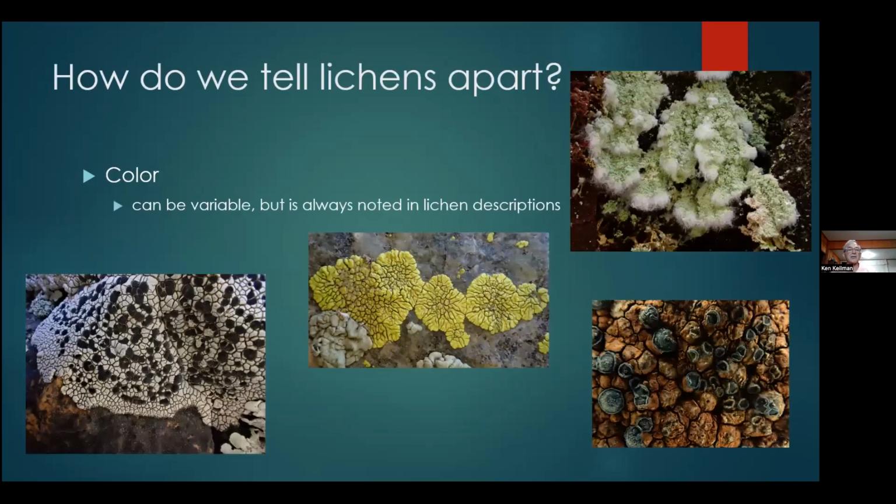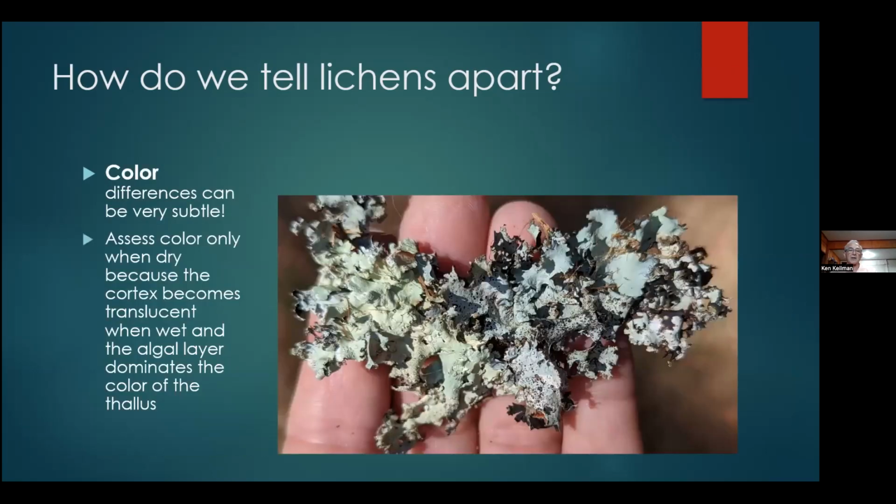The colors of lichens can be quite variable, but they're always noted in lichen descriptions, and so you want to be looking at colors. Now, colors can be very, very subtle, and it's important to assess color only when they're dry, because the cortex, when they're wet, becomes translucent, and the algal layer dominates the color of the thallus.